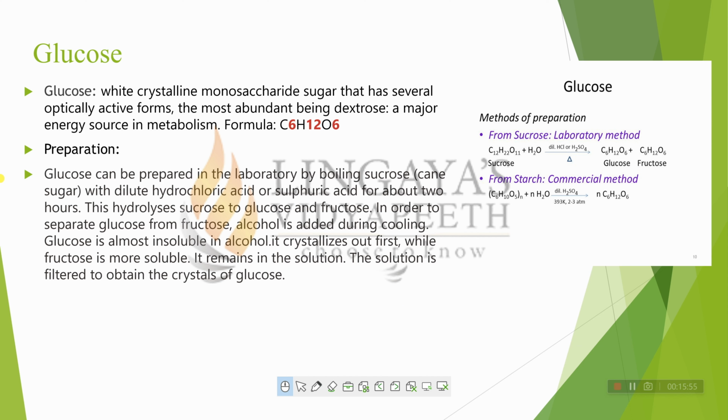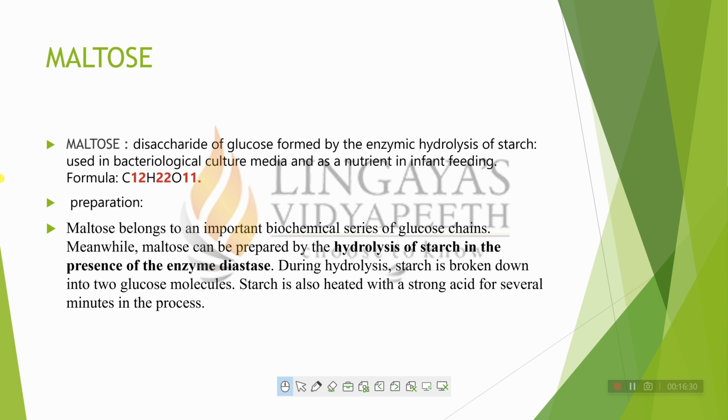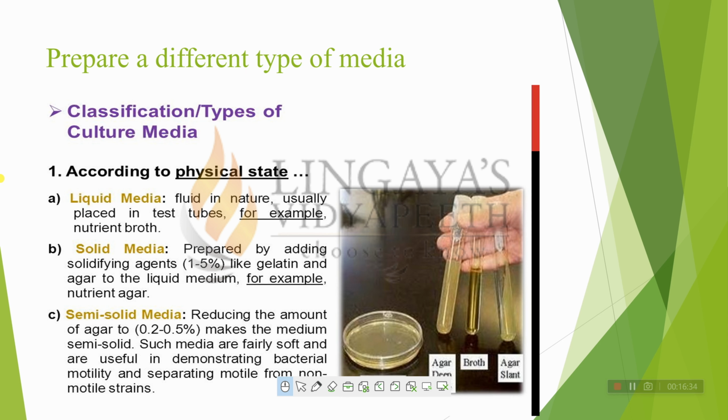Next, talking about glucose, which is very important. It is a white crystalline monosaccharide sugar which has several optically active forms. The most abundant form of it is dextrose, which is a major energy source in metabolism. Glucose is also used for performing different types of biochemistry tests. Lactose is also a white crystalline disaccharide which occurs in milk and is used in the manufacture of pharmaceuticals and baby products. It is produced from whey, which is a byproduct of cheese making and casein production, by crystallizing an oversaturated solution of whey concentrate.